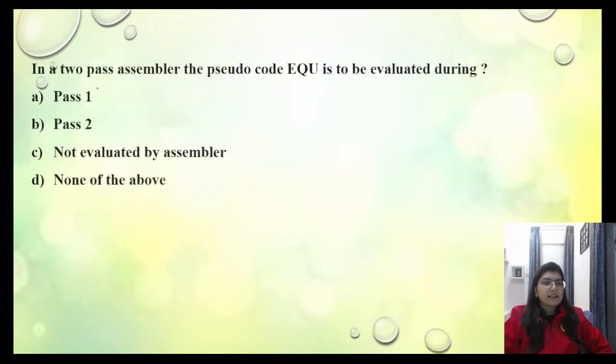In a 2-pass assembler, the pseudocode EQU, this is a pseudocode. EQU is a pseudocode that can be evaluated during... So when you have a 2-pass assembler, the pseudocode is evaluated during which phase? Pass 1, pass 2, or not evaluated by assembler, or none of the above?